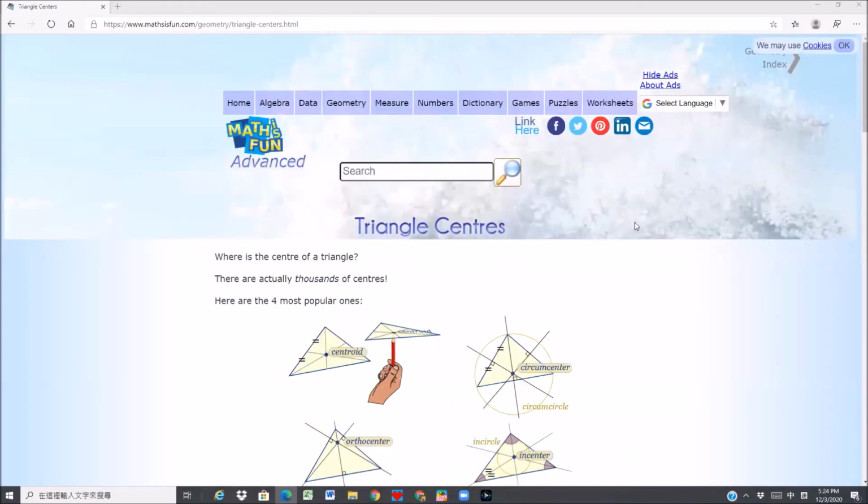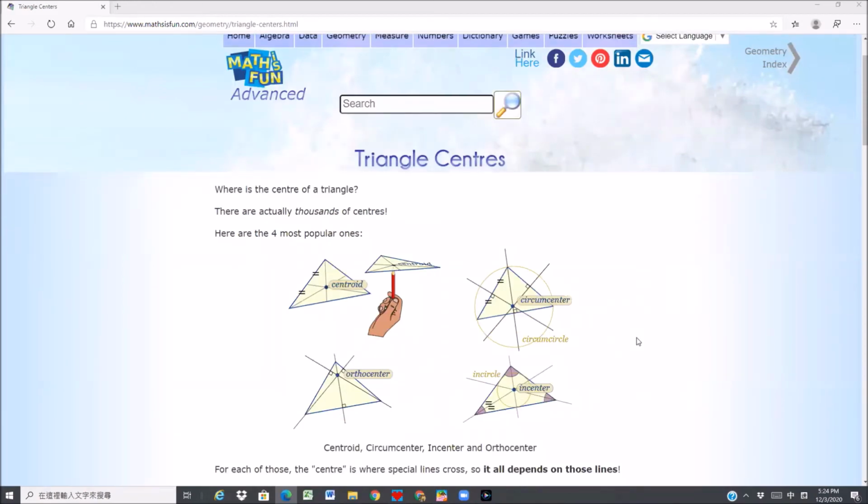Now we go to the Maths is Fun website. We have learned 4 centers of a triangle: centroid, in-center, circumcenter, and orthocenter. I will tell you what are the characteristics of these 4 centers. As you see, what I've mentioned, the centroid is the intersection of the medians. If we take the triangle and use a pencil to point at the centroid, the triangle will not drop.